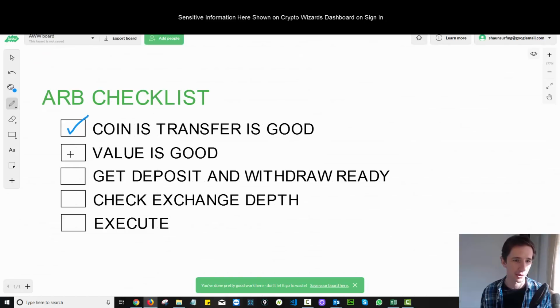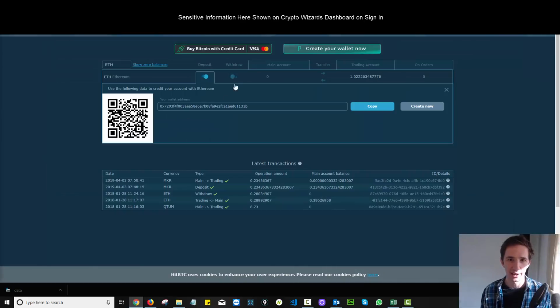So let's go back here. We've checked the value is good. We're going to pretend like that was a good trade. You want to get the deposit and the withdrawal ready. You want to get the accounts open so you have those addresses. What do I mean by that? Over here, I have the deposit address for where I want to transfer the coin. I have it open and ready, so that when I go to the initial exchange and want to transfer it in, I can just copy that address.